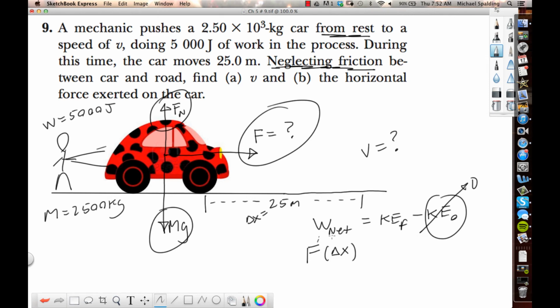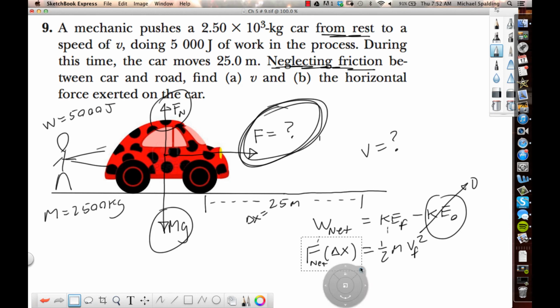Now, if you're talking about work net, then this is going to be force net. But look, what's the net force on the car? The net force is what? That, right? Oh, you know what? I think I'm solving for part B right now. Okay, this is kinetic final is 1/2 mv final squared. Wait, guys, hold on. Scratch this. I made a mistake. Here's what we want to do.